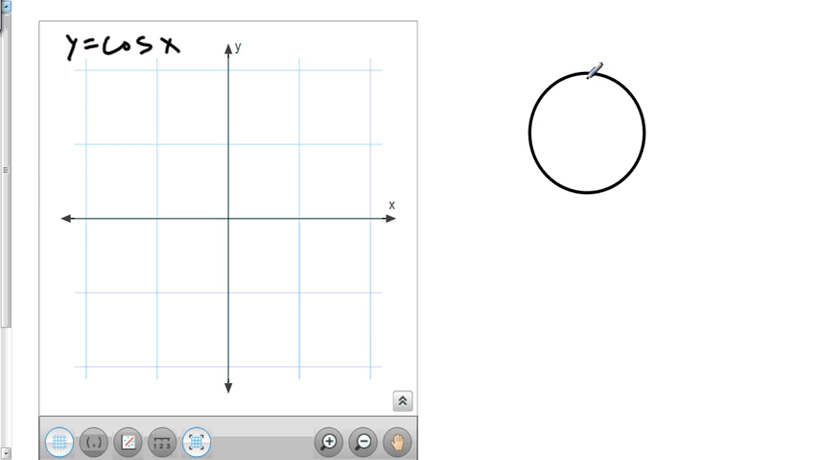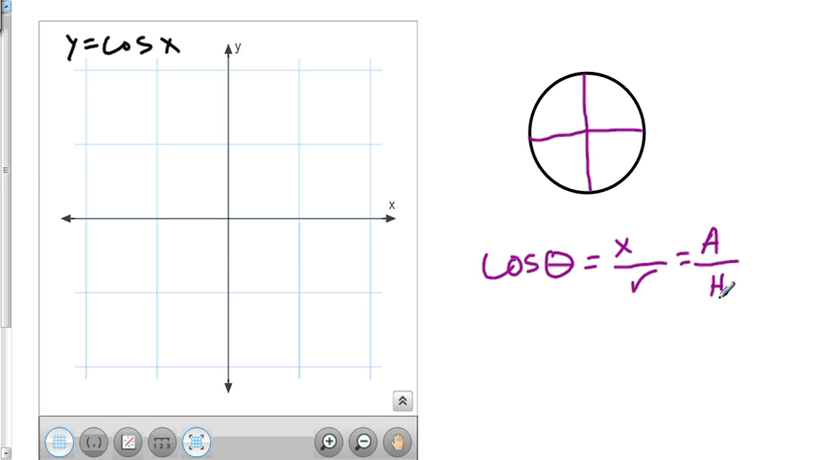Okay, so there's my y-axis and my x-axis. First of all, cosine of theta equals x over r, and we know from SOHCAHTOA, a quick little way of remembering that, it's adjacent leg all over the hypotenuse. What does that mean? Let's look at this.